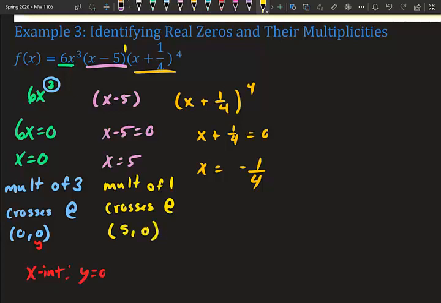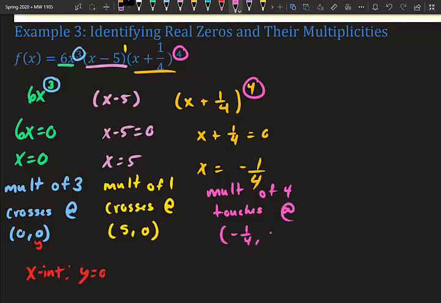All right, last but not least, we have our next multiplicity. Sorry, I wanted to circle that in proper color. Let's do pink. All right, so here, x plus 1/4, it has a multiplicity of 4. Since it has a multiplicity of 4, that's an even number. That means it touches at negative 1/4, 0. And again, when we start to graph, you'll see why that's so important to know. It's going to give us the shape of the graph.